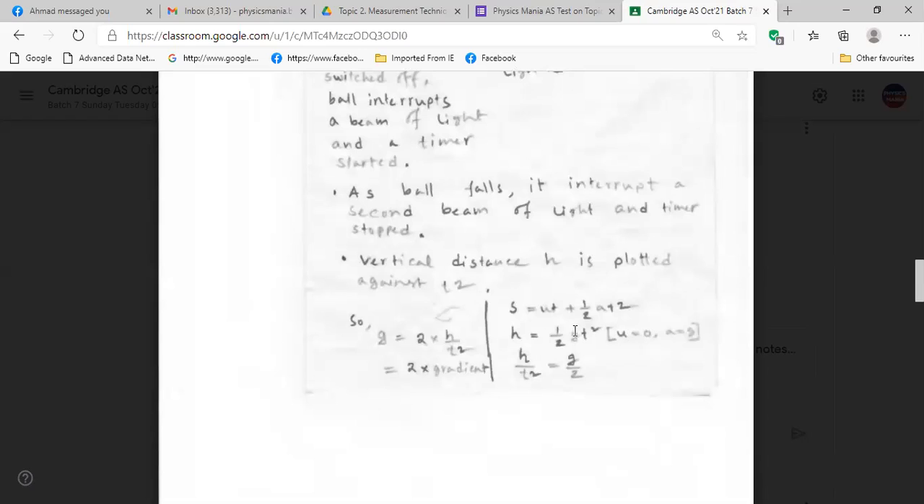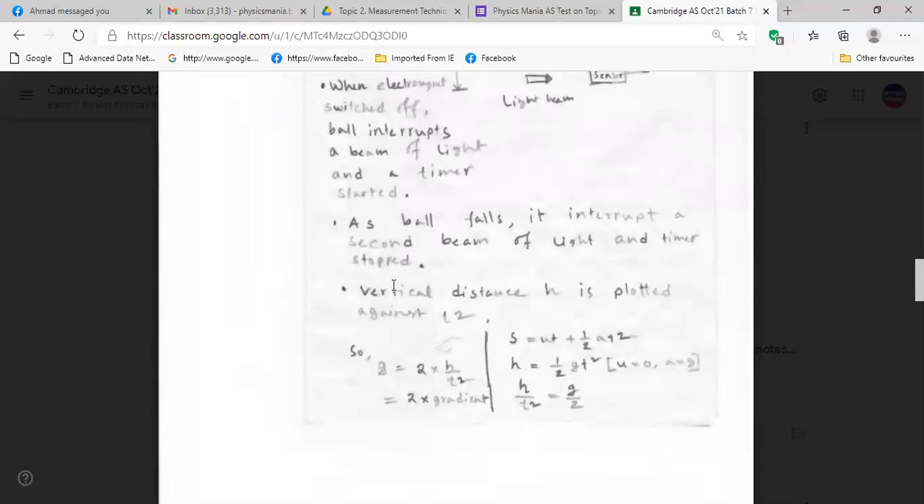So if you replace a with g and your value of u equals 0 here, then the equation comes h equals half g t square. The displacement we are taking as height. Height is the displacement, right? Then the equation comes h by t square equals g by 2. So from this equation and plotting of the graph, we can get the value of g. g equals 2 into gradient. Is it clear?